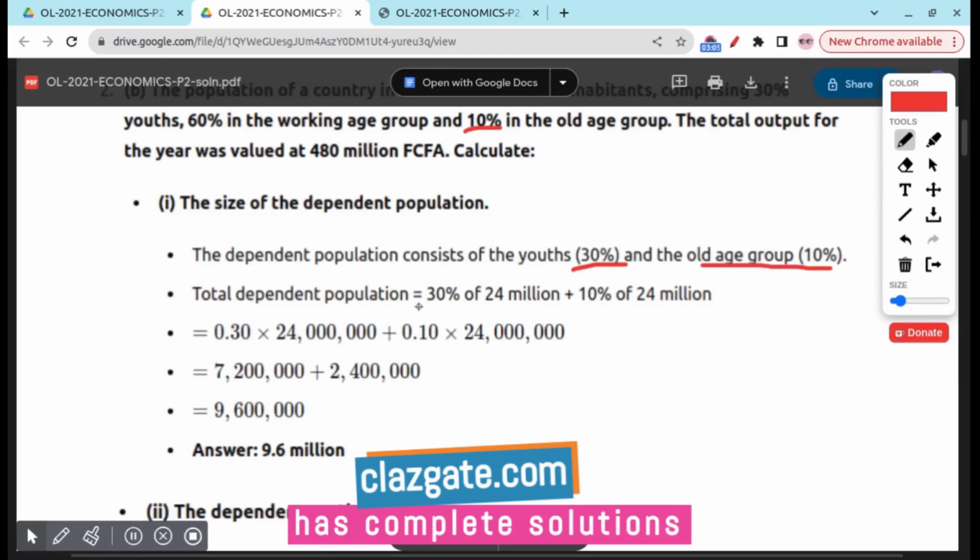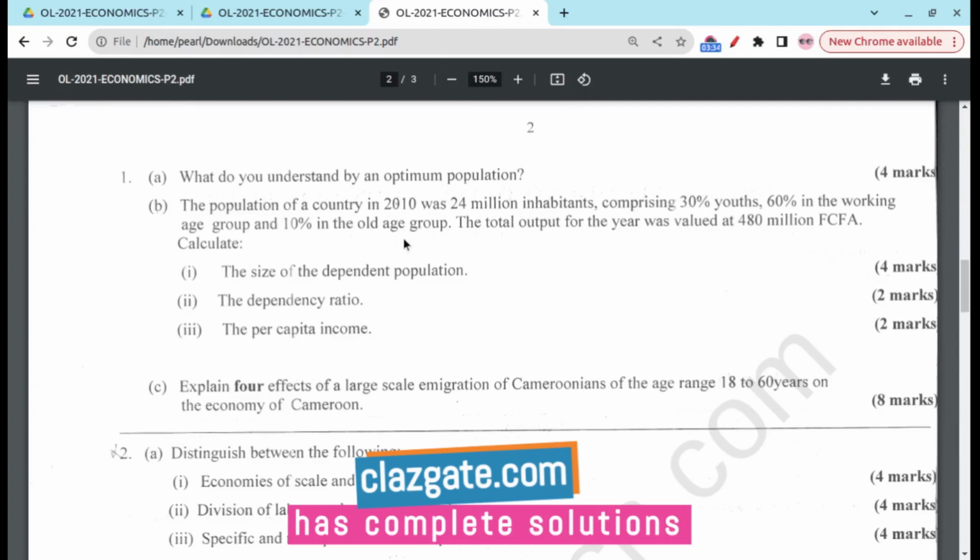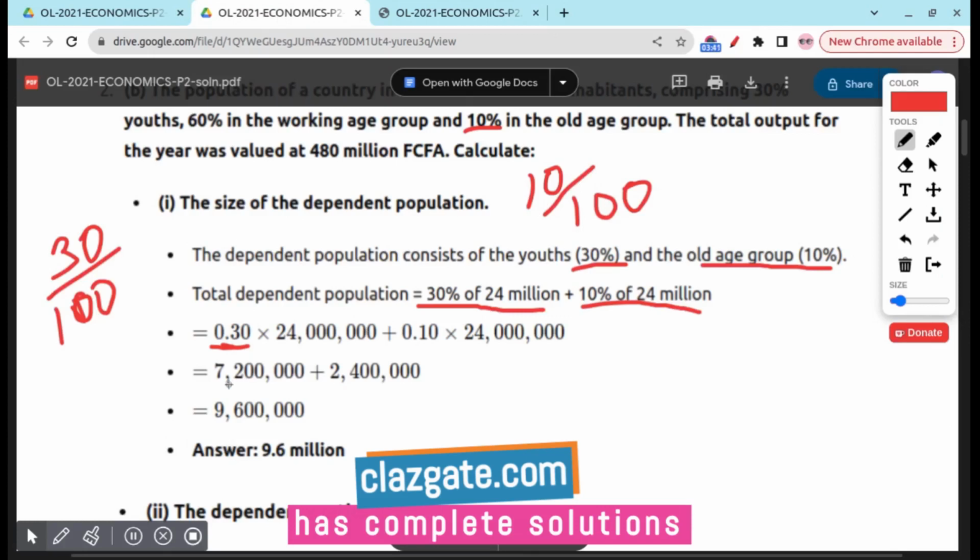So total dependent population is equal to 30% of 24 million plus 10% of 24 million. When you convert 30%, it is the same as 0.3, because 30% is 30 divided by 100. And 10% is 10 divided by 100, which is 0.1, and all of these times 24 million. Million is 6 zeros, and 24 million, because here they said the population was 24 million inhabitants. When you add both, you get 9.6 million. So our dependent population is 9.6 million. So the answer here is 9.6 million.